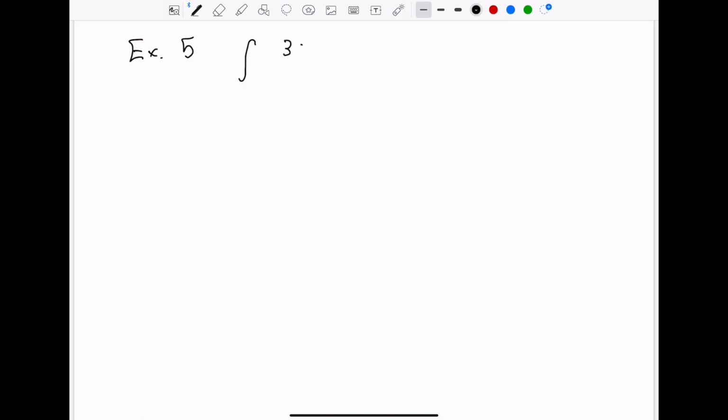We have the integral of 3 plus x divided by x. Now, once again, I'm going to show you a false solution which might seem intuitive at first, and we'll talk about why this is incorrect. So once again, don't write this down.